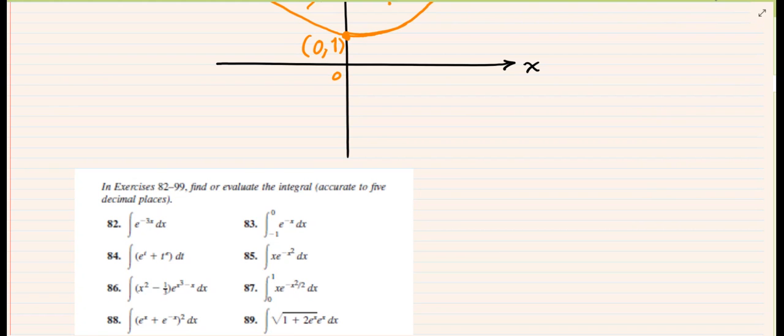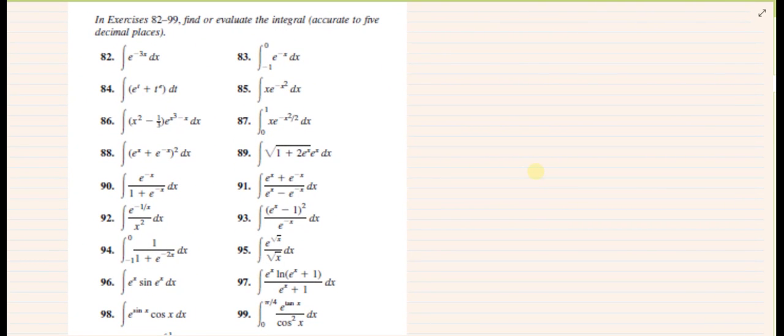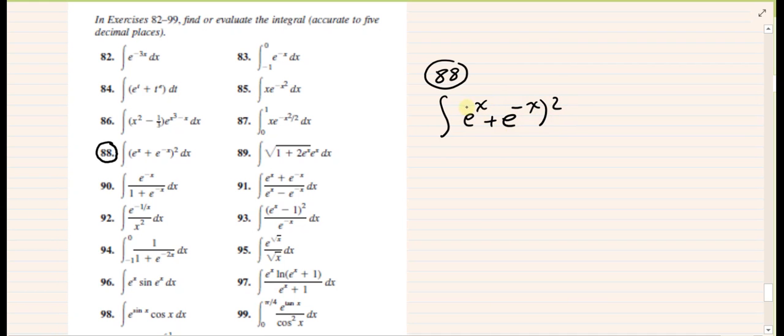Okay, next, let's take a look at some of these integration problems. Okay, so exercises 82 through 89. Let's begin with, I do even numbers just because you don't have the answers for them. So let's try number 88. In exercise number 88, we want to find the indefinite integral of (e to the x plus e to negative x) quantity squared dx.